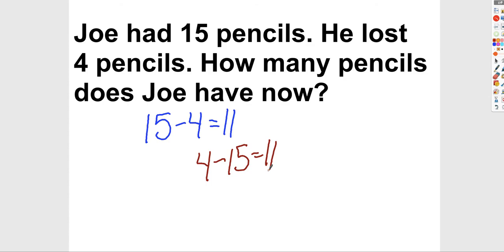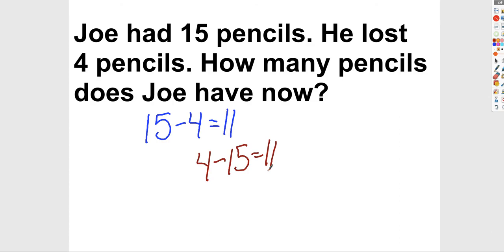All right, so Joe had 15 pencils. I'll start with our first one, 15 minus 4. See if I can hold them up. 1, 2, 3, 4, 5, 6, 7, 8, 9, 10, 11, 12, 13, 14, 15. All right, so he had a bunch of pencils here, 15 of them. And he lost 4 of them. 1, 2, 3, 4. So those 4 went away. He should have 11 pencils left. 1, 2, 3, 4, 5, 6, 7, 8, 9, 10, 11. Okay, good. So we could do 15 minus 4 equals 11.